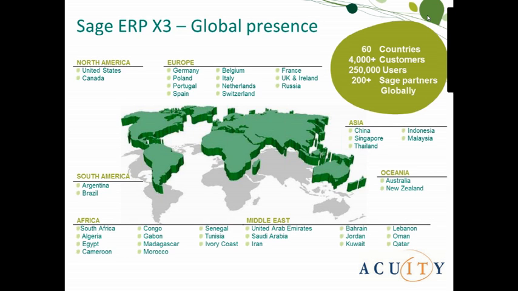But I really wanted to emphasize that Sage ERP X3 is a truly global product. So you can see there on my screen, it's currently active in 60 countries. There are 4,000 plus customers around the world, which is 250,000 individual users, and 200 partners globally that sell and support the product. So again, it is a true global product.